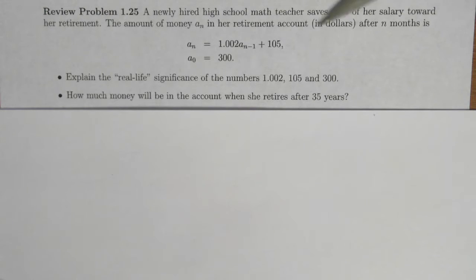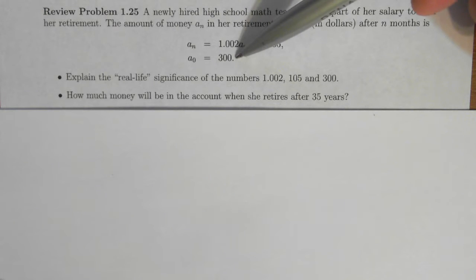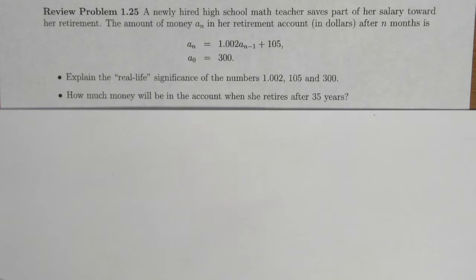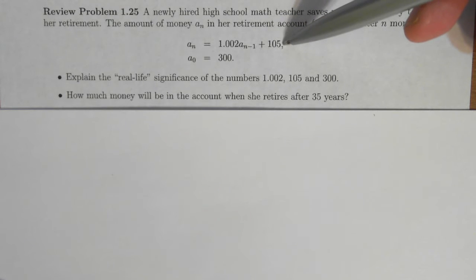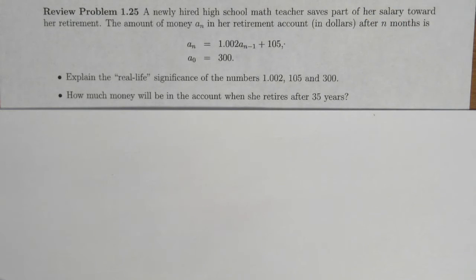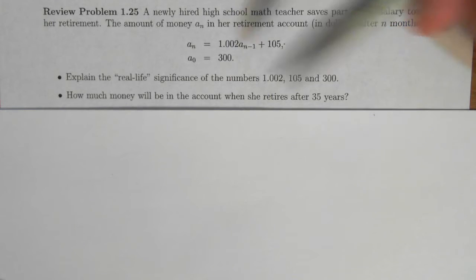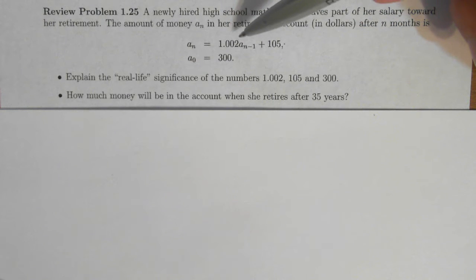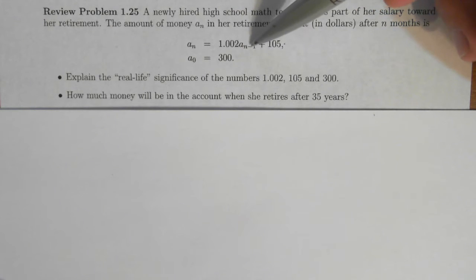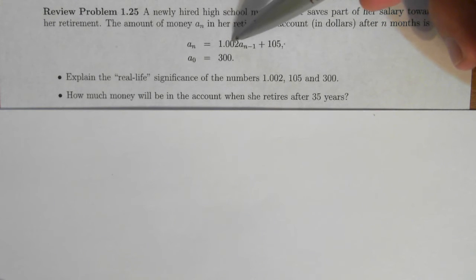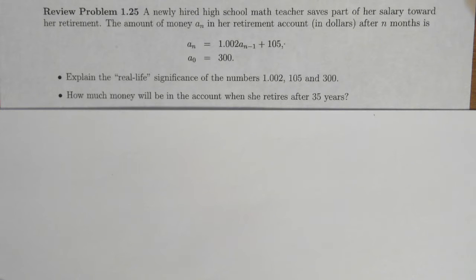Now, what is the significance of these numbers? 300 would be the amount of money that the teacher starts with at time 0. The teacher places an extra $105 in per month, and the 1.002 represents the interest per month. So it's 0.2% interest per month, the monthly interest rate. So if we multiply the previous amount by 1.002, that would give the new amount.